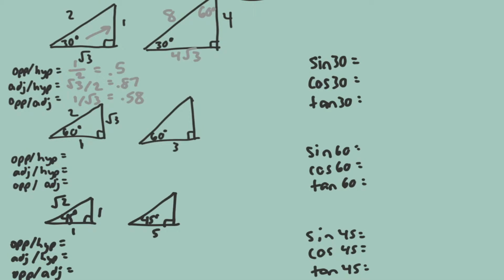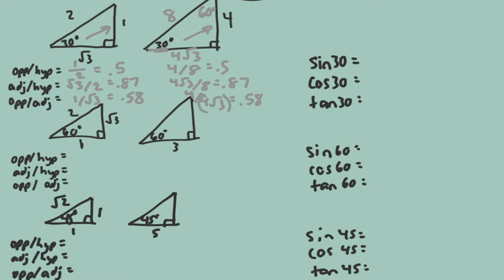And now we can find the opposite over hypotenuse for 30 degrees. That's going to be 4 over 8. Adjacent over hypotenuse, so 4 radical 3 over 8. And opposite over adjacent, 4 over 4 radical 3. Make sure if you're plugging that into the calculator, you have this in parentheses.